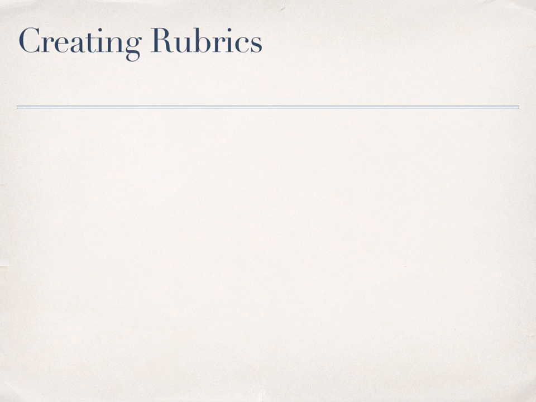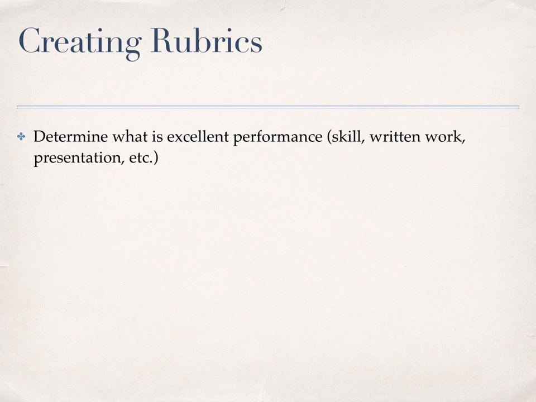How do we create rubrics? First thing is we need to determine what is excellent performance on the skill or written work or presentation. What are you looking for? Sometimes it's pretty hard to describe. It's better to be very specific on the different areas. Then you want to break down what you're trying to do into specific criteria.